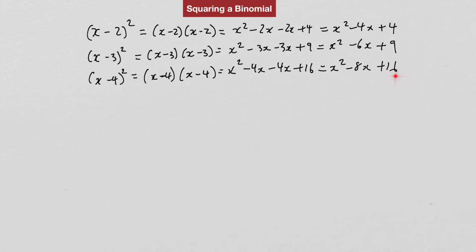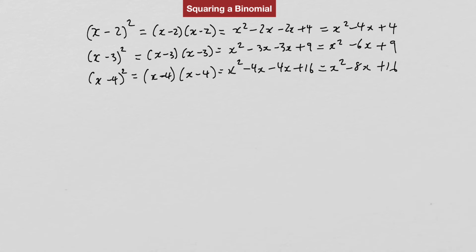Okay, and then look at the middle term. If we take the first term and multiply it by the second term, that becomes negative 2x. Okay, and if we double that, we get negative 4x. Same thing here. Multiply these together, we get negative 3x. Double that, and we get negative 6x. Similarly, multiply these together, negative 4x, double it, and we get negative 8x. So I think we can derive another equation.